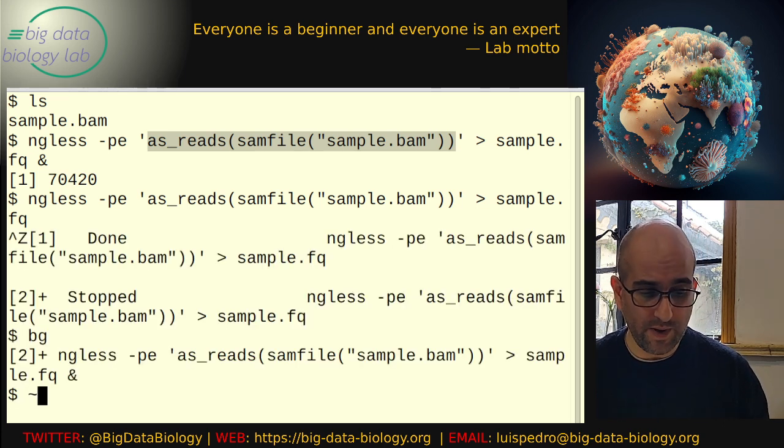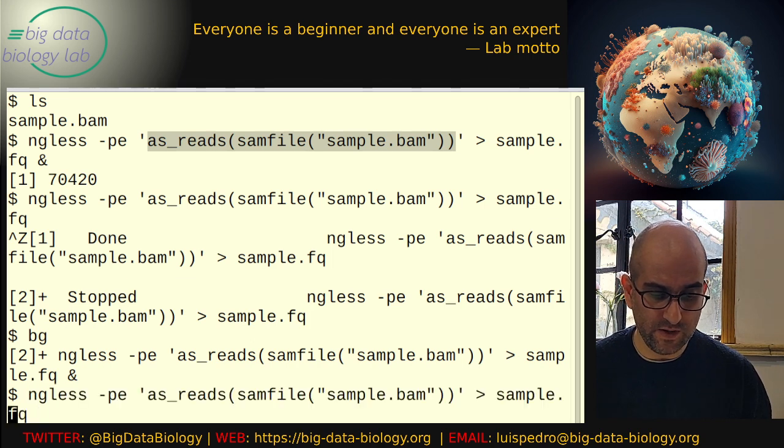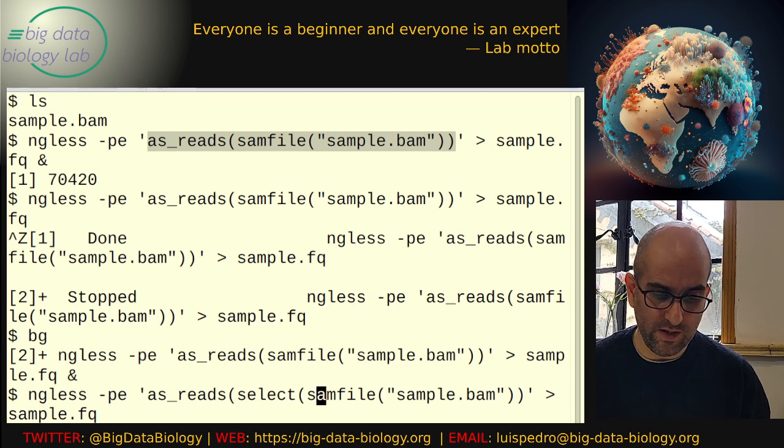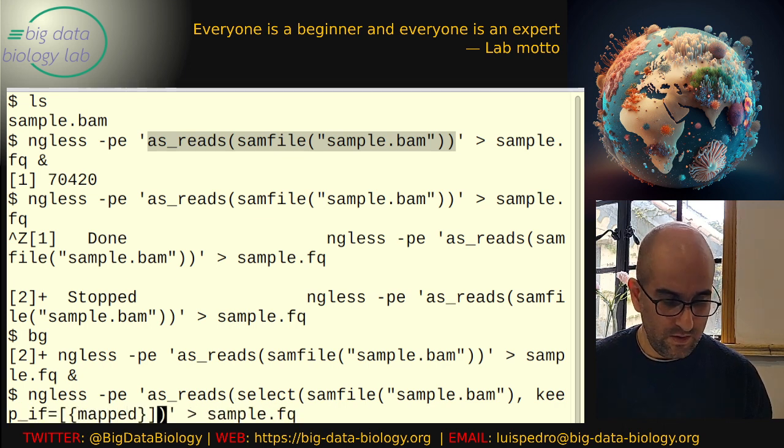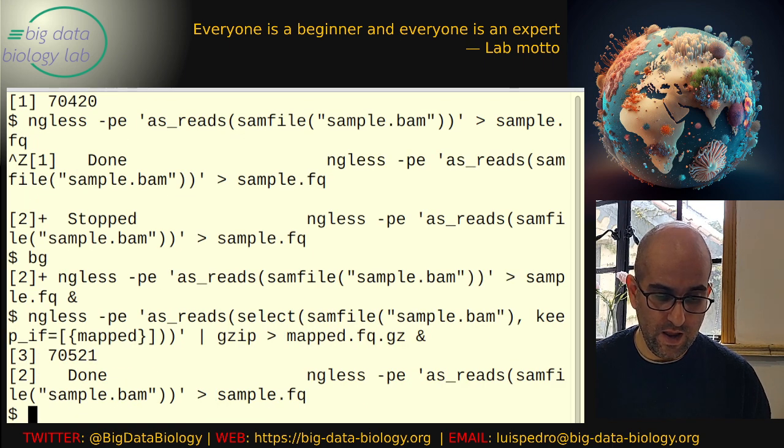So we can combine this and do a slightly even smarter operation. Let's say we want not all of the reads, but we can throw in here a select command and only keep if the read is mapped. Now this closes the select and this closes the as_reads, and I can pipe that through gzip so that now I have the mapped_reads.fq.gz.